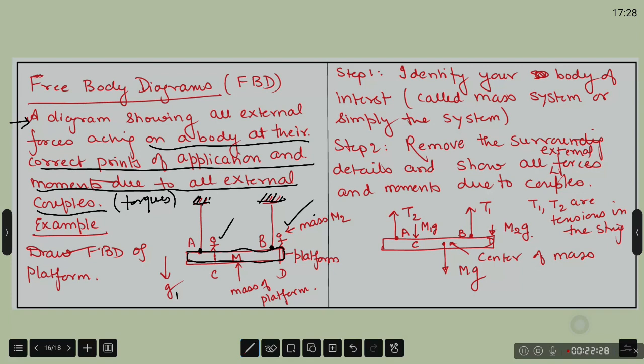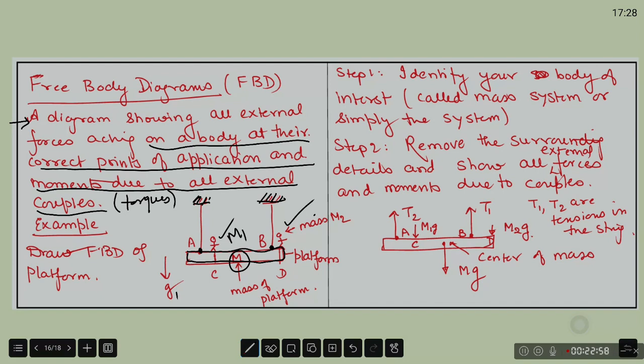Both men can be considered to be exerting point forces on the platform. Strictly speaking, it will not be a point force. When you stand on something, your feet has some cross section, some area, you are actually putting a distributed force. But let's not go into that detail right now. These men exert point forces. Let's draw the free body diagram.